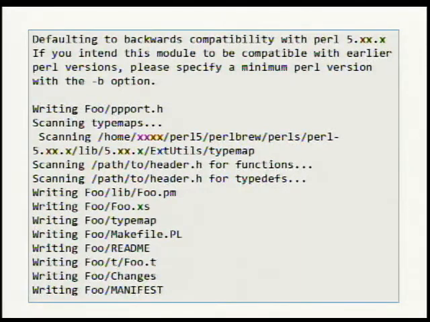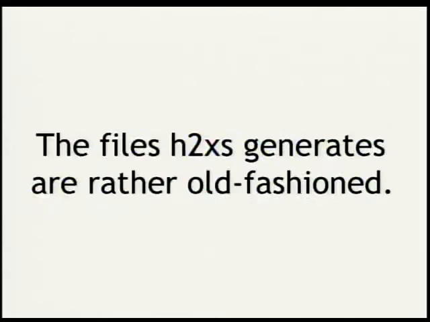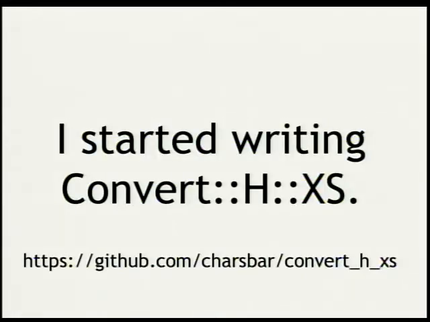If I want, for example, to just update this file, I can't. So that's why I started writing something, temporarily called convert H XS. This is not yet published on the CPAN, just GitHub.